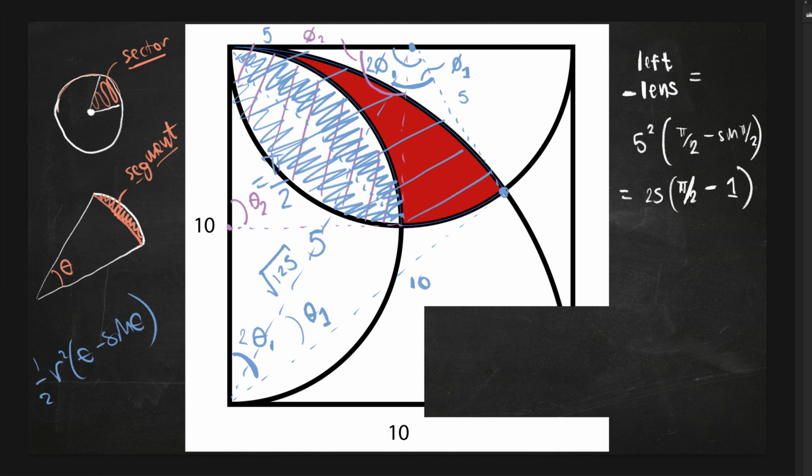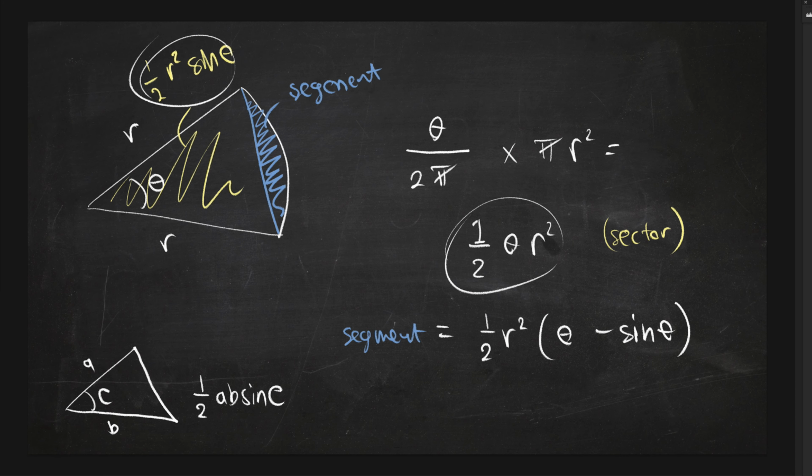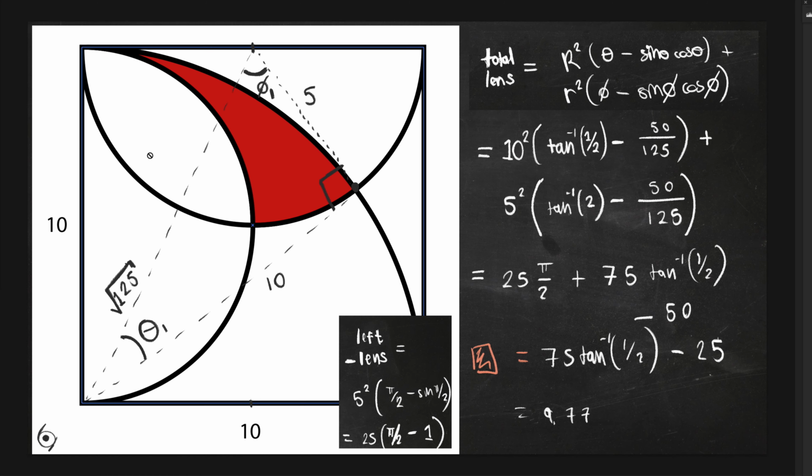And then what else did I have? Yes, the larger lens. This one's a bit more fiddly, but it's not too bad if you just take the time to think carefully about it. So I've gone ahead and drawn the two angles we need, the theta 1 and the phi 1. I should have just called them theta and phi, but there you go.